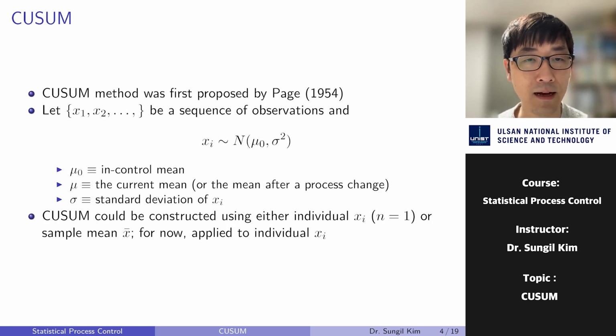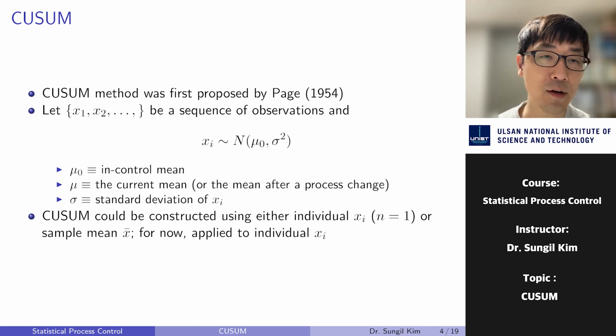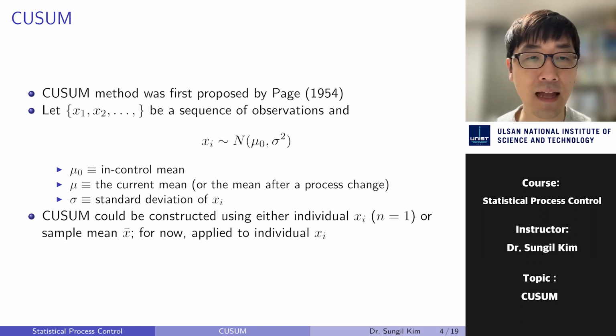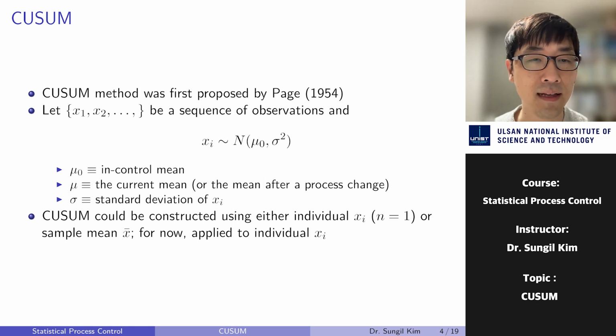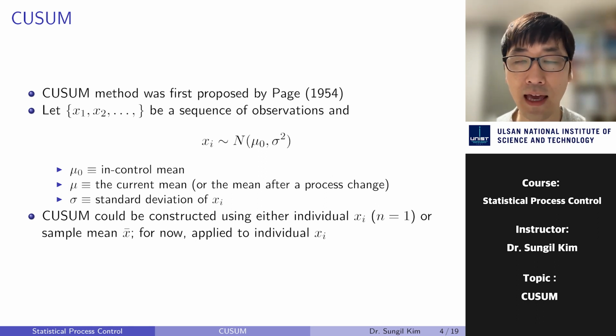The QSUM method was first proposed in 1954. Let X1, X2, X3 be a sequence of observations, and Xi is assumed to follow a normal distribution with mu0 and sigma squared. Here, mu0 is the in-control mean, mu is the current mean, and sigma indicates the standard deviation of Xi. QSUM could be constructed using either individual Xi, which means n equals 1, or the sample mean. In this lecture, we will only consider the case of n equals 1.